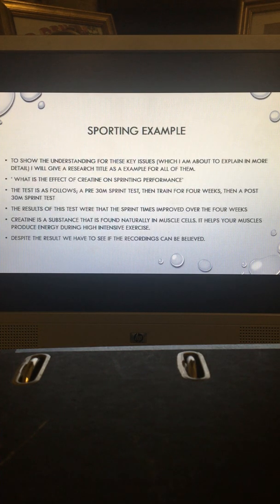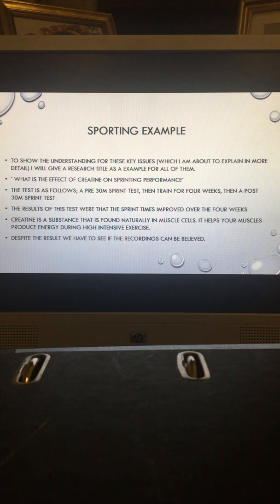For M1 and D1, I've given a sporting example which helps portray the issues that are with research. The example that I've given is the effects of creatine on sprinting performance. This has been in the test. It does the pre-test, and then the candidates will train for 4 weeks with creatine. Then after that, it will be the post-test. These tests will be a 30-meter sprint. Overall, in the test, there was improvement in sprint time after 4 weeks of creatine.